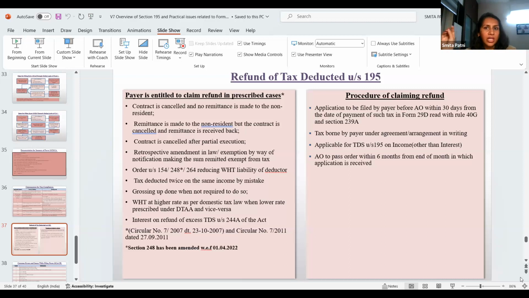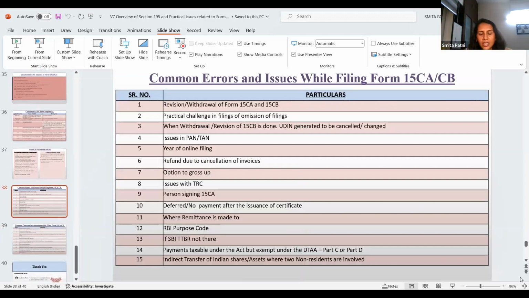File an application with the AO within 30 days from the date of the payment. Give him that copy of challan and whatever annexures are there. The refund will be there, but subject only to the payment of taxes. These are the common errors and issues while filing Form 15CB/CA.